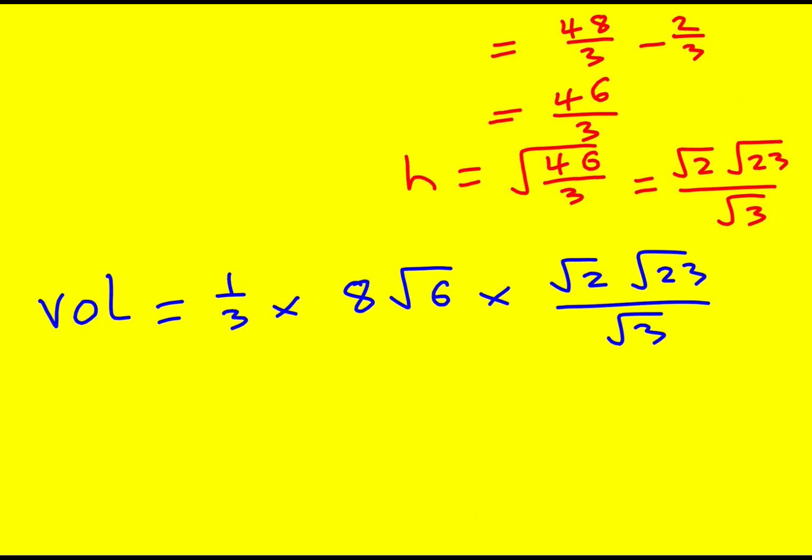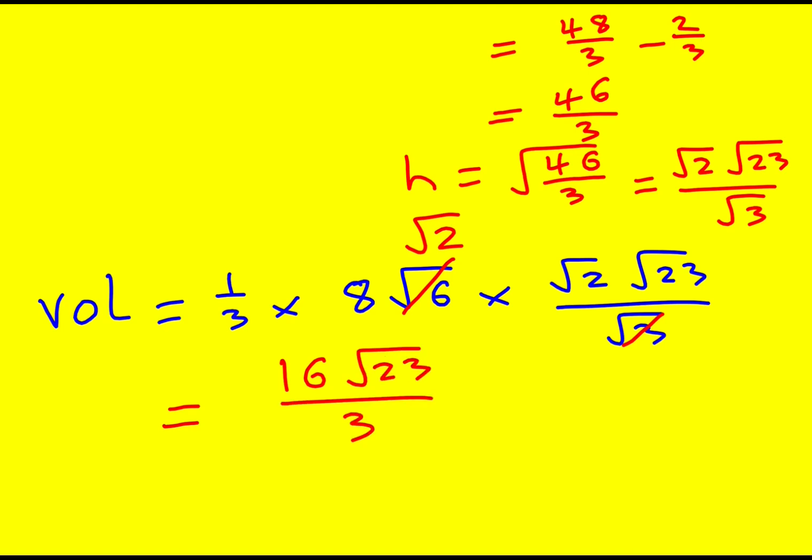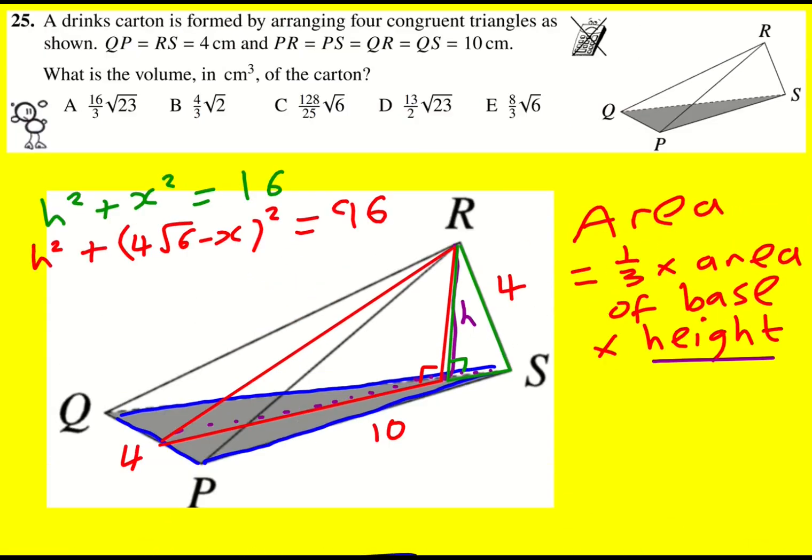So root 3 is going to cancel with, this is actually root 2 root 3, so I'm going to be left with 2 here. Root 2 times root 2 is 2. 2 times 8 is 16, so I'm going to get 16 root 23 over 3. And there we have it. A is our answer.